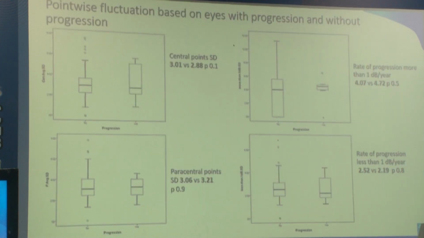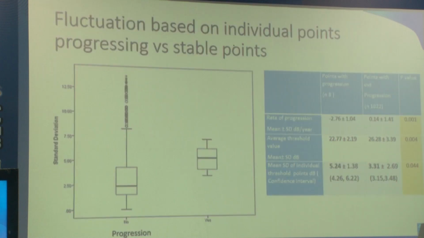When we tried to subgroup these patients based on location of the points and rate of progression, again, the median in both groups was comparable. However, when we went to the third group, where we clubbed points together based on characteristics, the progressing points definitely showed a higher threshold. They showed lesser threshold values, a higher rate of progression, and the standard deviation of fluctuation was 5.24 decibels, which was higher than the stable points.